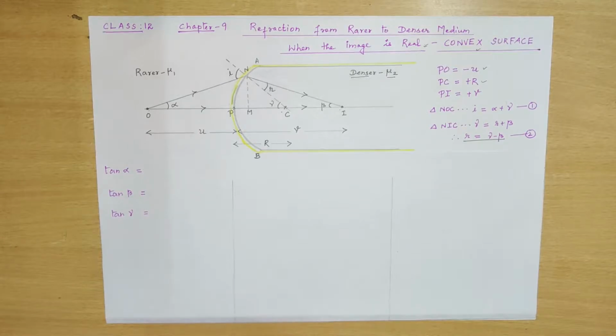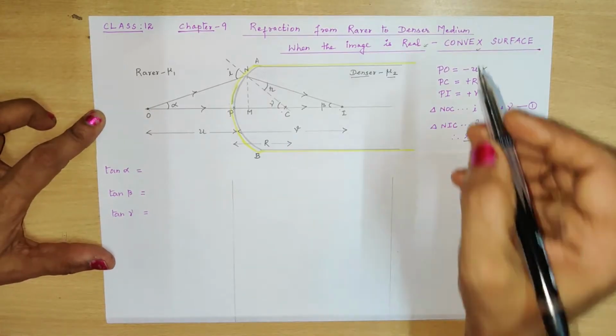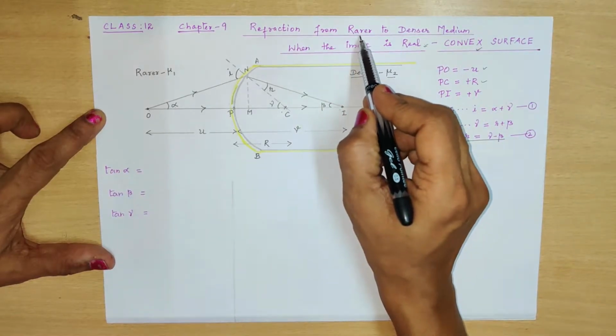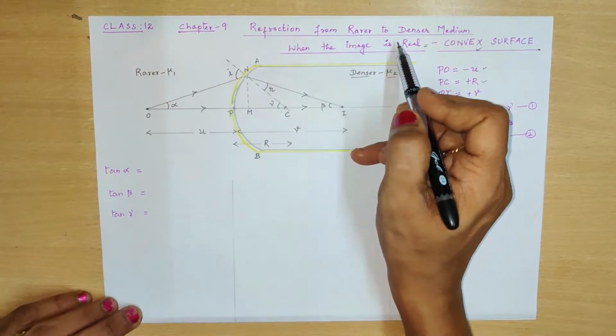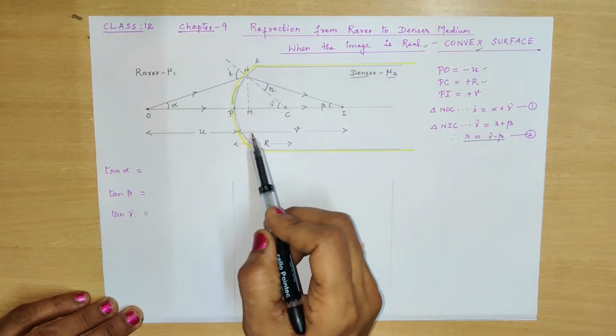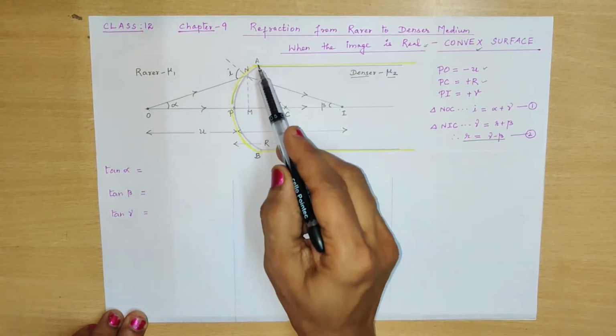Hello students, in this video we are going to learn about refraction through spherical surfaces. We have taken a convex surface where the light travels from a rarer to a denser medium and forms a real image. Look at the diagram here. We have taken a convex lens surface.